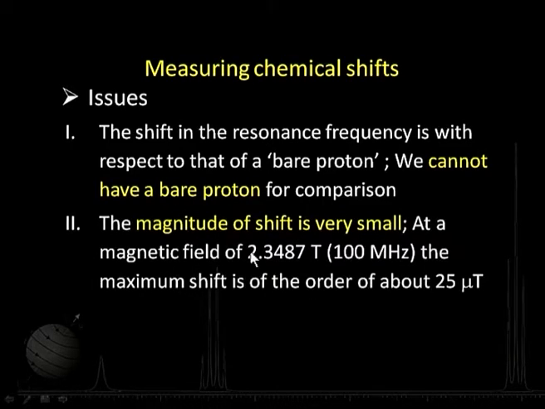The second issue is that the magnitude of chemical shift is very small. If I use a magnetic field of about 2.3487 Tesla, which we used in the previous session as an example, which corresponds to about 100 megahertz of frequency, we find that the maximum shift we can expect is of the order of about 25 micro Tesla.